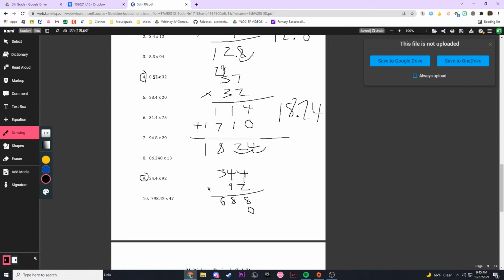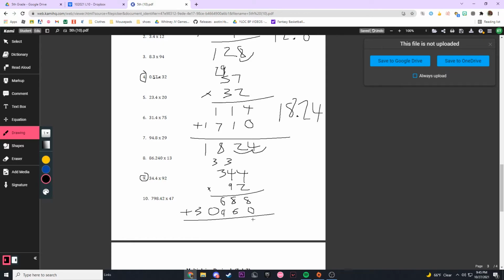Now we can do 9 times 4, which is 36, carry over the 3. 9 times 4 again is 36, plus 3 is 39. So put the 9 here, carry over the 3. 9 times 3 is 27, plus 3 is 30. So now we can add these up.